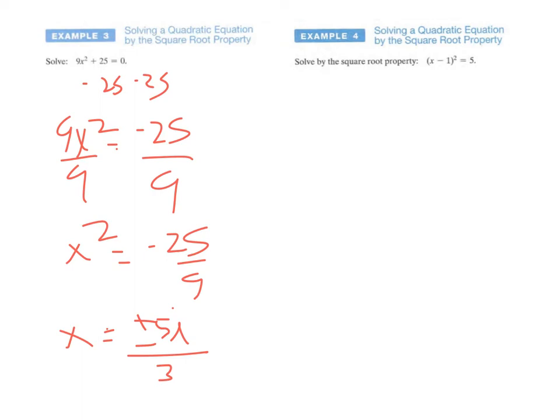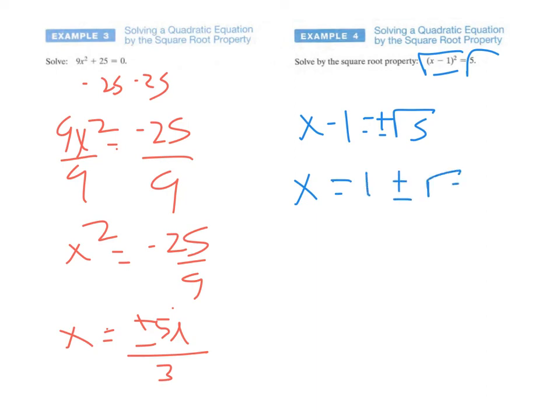Now when we have a parentheses problem, we have to get rid of the square first. So I'm going to take the square root of both sides, and that gives me x minus 1 equals the square root of 5, but it's a plus minus. Always a plus minus because there could be two possible answers. And now I add 1. So if I add 1 to both sides, 1 plus minus the square root of 5. And so there's my answer.